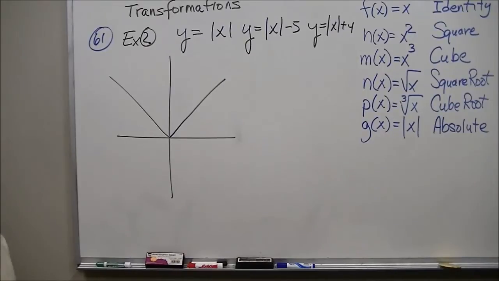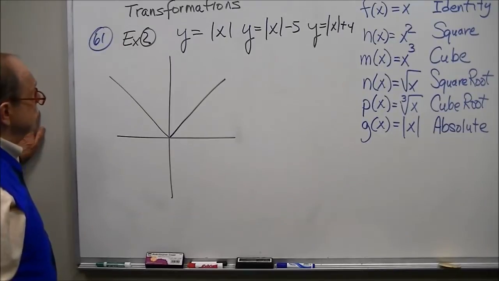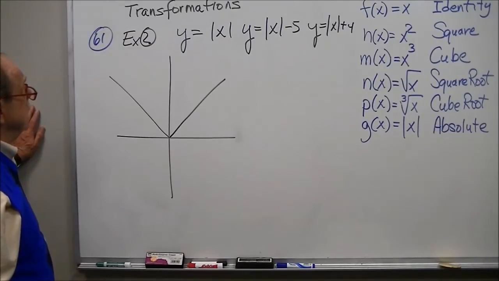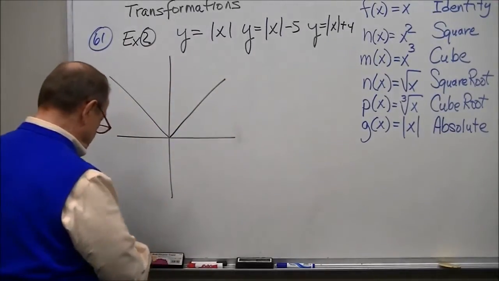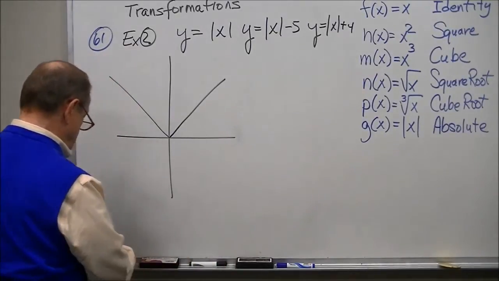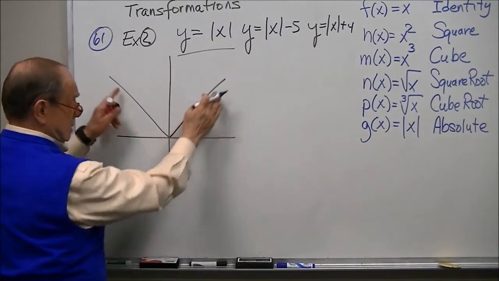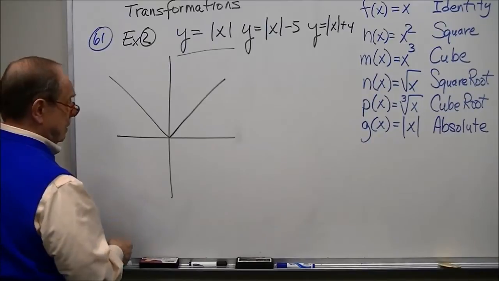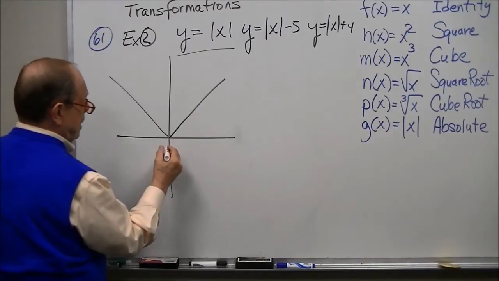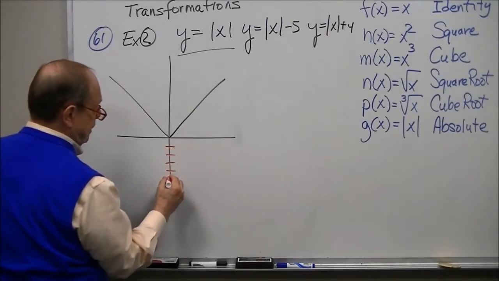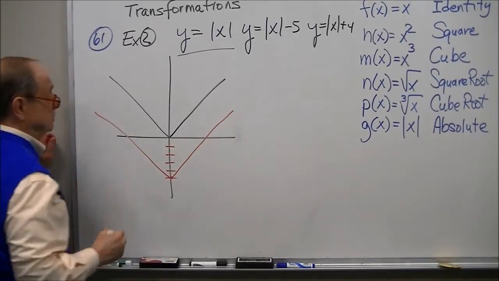Okay, going on now to example 2 on page 61. They're asking us to do some transformations. Actually, these are going to be vertical shifts. So if we were to plot this first equation, y equals the absolute value of x, we have this. Now, if we shift it vertically down 5, 1, 2, 3, 4, 5, then our line will be like so.